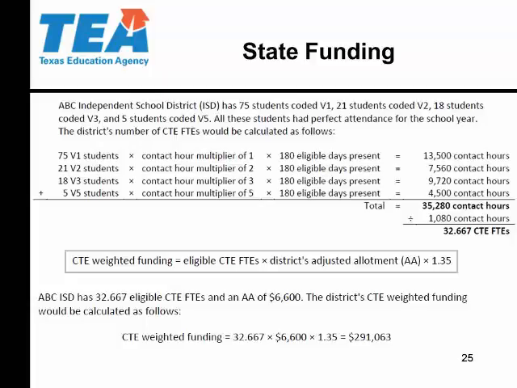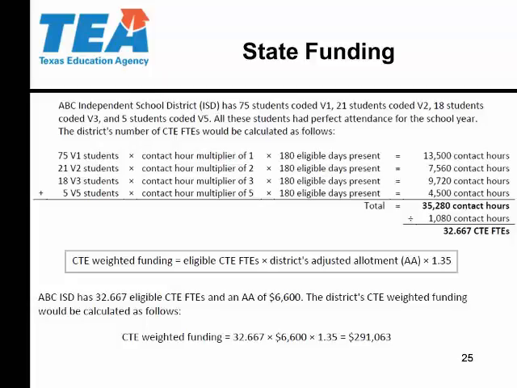For all your V1 students, you use a contact multiplier of 1 times the eligible days present, and that gives you the calculation for the contact hours. You do the same for V2, changing your contact multiplier to 2, same for V3, 3, and then V5 and on. Remember, V6 is the maximum that you can receive. Once you've determined all of the different contact hours, you add them at the bottom, and you come to 35,208 contact hours. You divide that by the maximum of 1,080 contact hours, and that gives you your 32.667 CTE FTEs for ABC ISD.